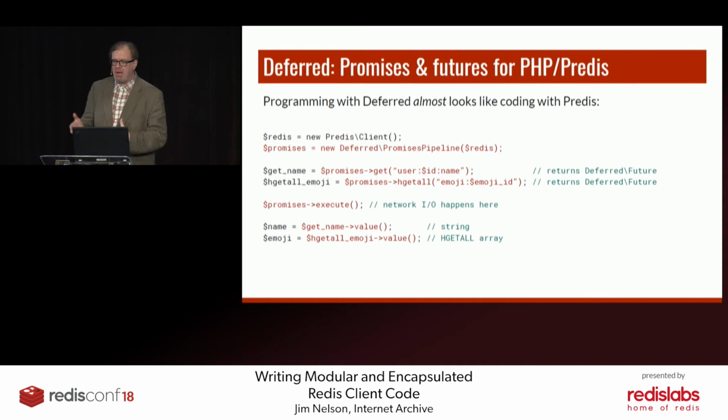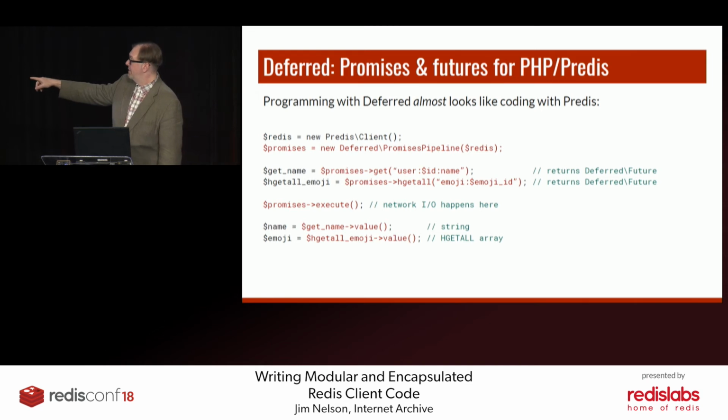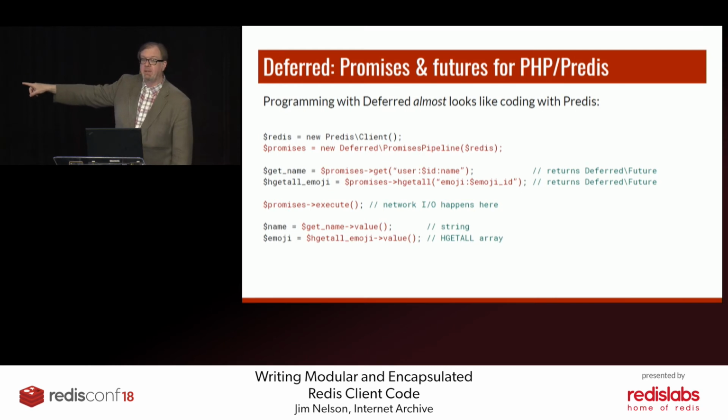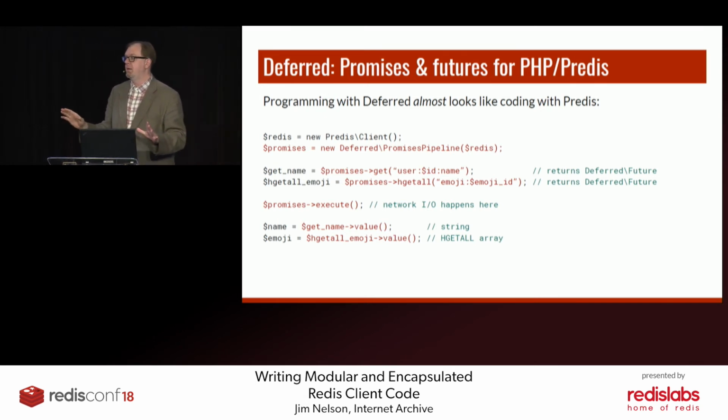So with promises, it looks almost like coding with Redis. Instead of creating a pipeline object, you create a promises pipeline. And then you schedule commands just like you were scheduling them on a pipeline or a transaction. So here, we're doing a get, which returns an object. That get name variable is a future. When it does the HGETALL to get the emoji details, that's returning a deferred future object. Again, they don't hold the value yet. There's no I/O that's occurred there. But those objects are the placeholders that allow you to refer to them later.